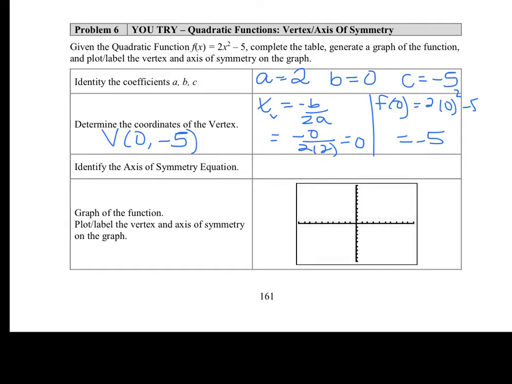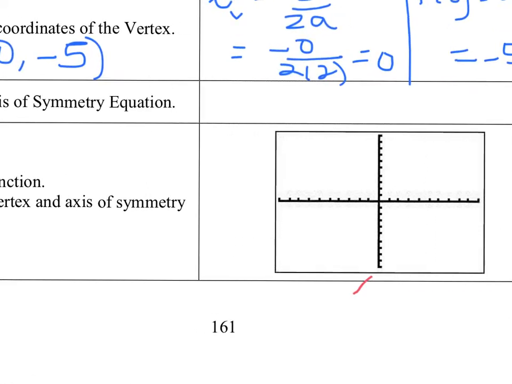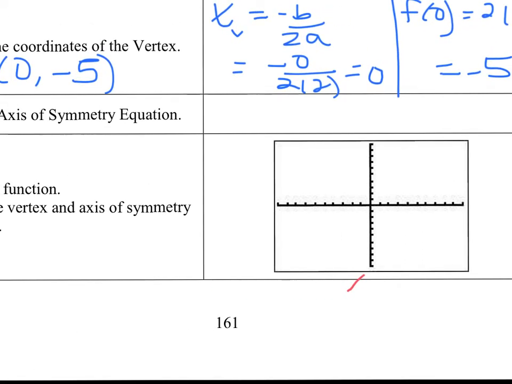It's hard to get it lined up with this. Let's just see if I can zoom in a little bit. Here we go. Okay, so 1, 2, 3, 4, so it's right there. If I can get it on the right part. Okay, and my sketch is going to look something like this. It's opening up.